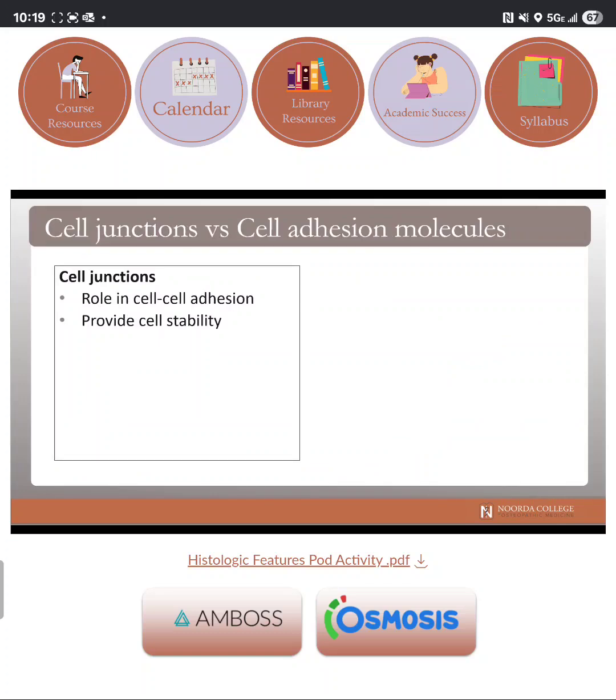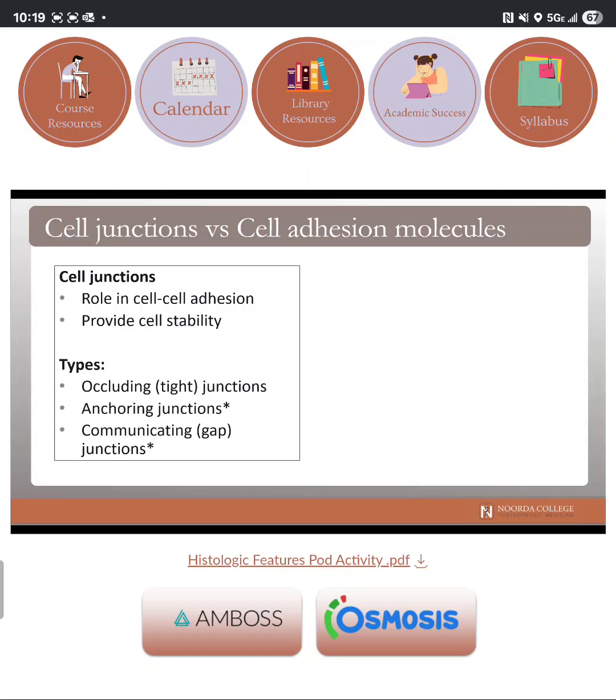Before we start, I want you to understand the terminology and difference between cell junctions versus cell adhesion molecules. Cell junctions play a role in cell-to-cell adhesion and provide cell stability, and there are different types: the occluding type junctions, anchoring junctions, and communicating or gap junctions. Keep in mind that anchoring junctions and gap junctions are not exclusive to epithelial cells. They can be seen in muscle cells as well.